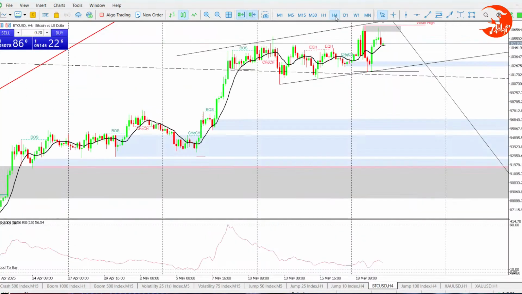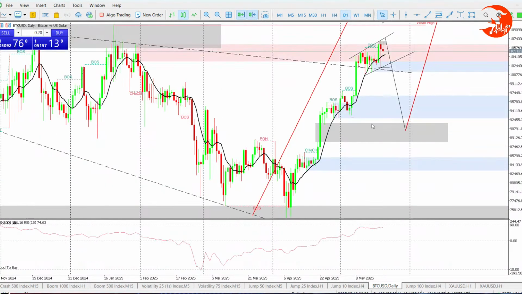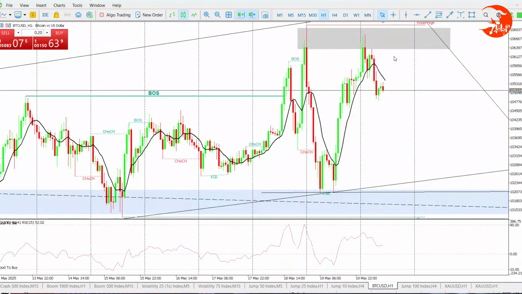So on H4 it will be a reversal to continue with selling. I mean, a reversal to get into selling or a downtrend to go to this fair value gap on the daily time frame and grab that liquidity. So if we go to H1, it has already confirmed that we have already started selling. That is a good confirmation.